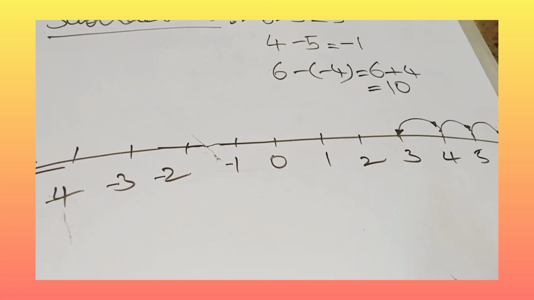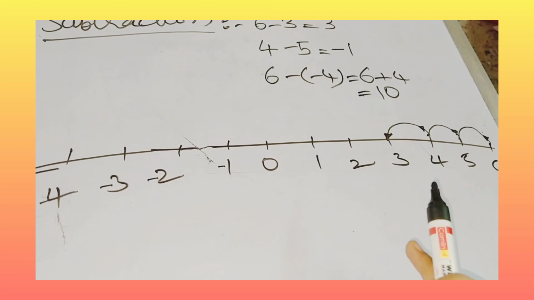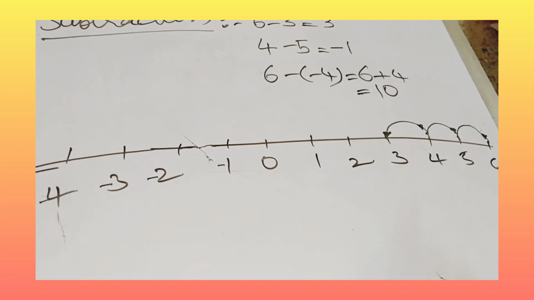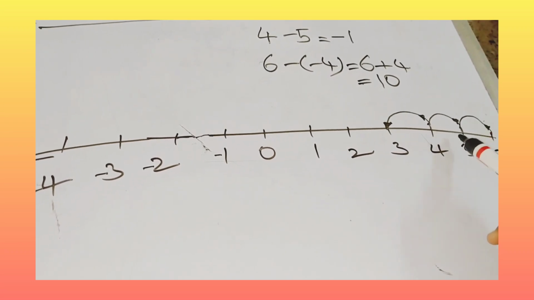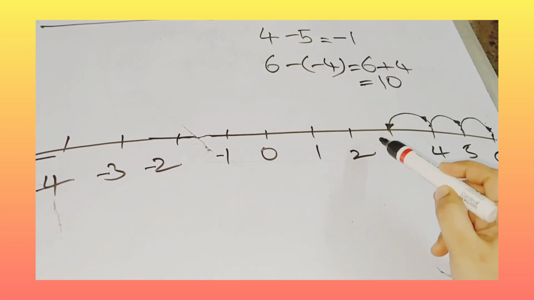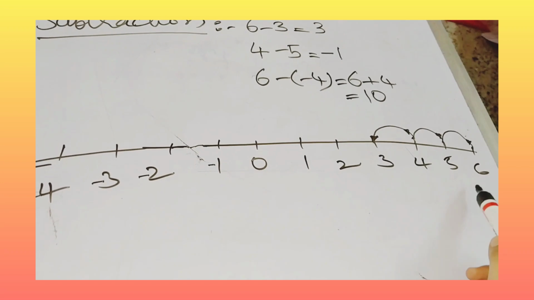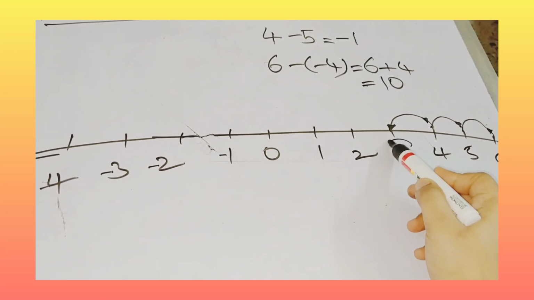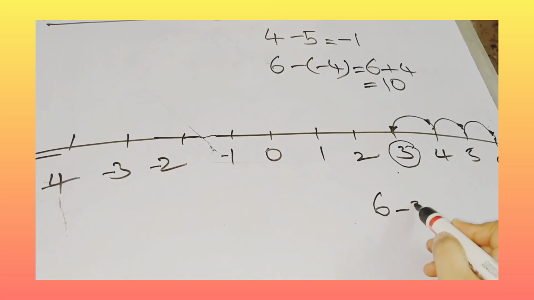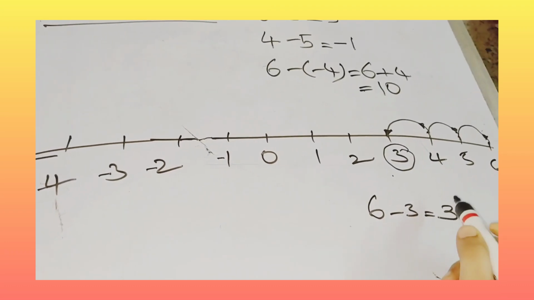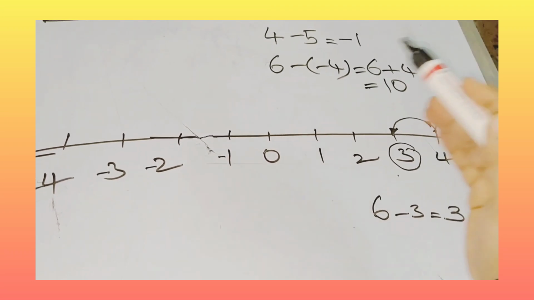In the subtraction you have to move the curves to the left side. Now we are moving the curves to the left side. 6 minus 3 means 1, 2, 3. What is 6 minus 3? It is 3. So the answer is 6 minus 3 is equal to 3, and you have to keep the arrows to the left side.